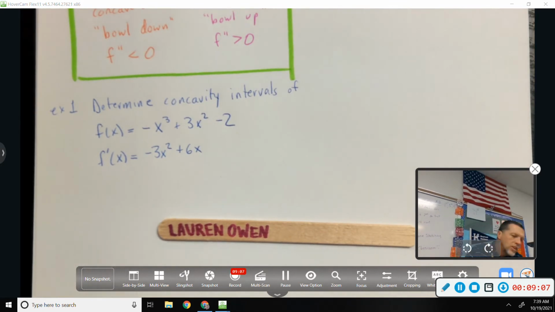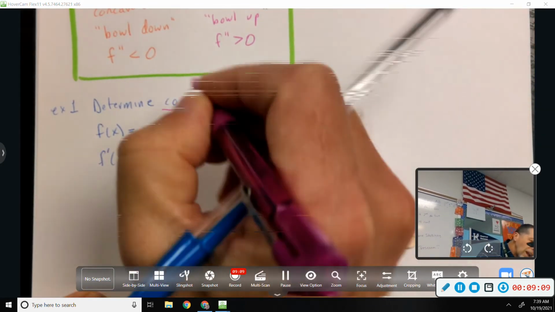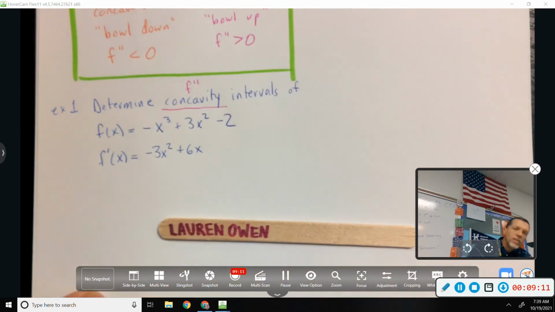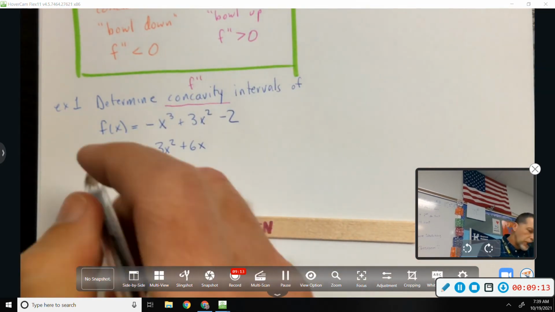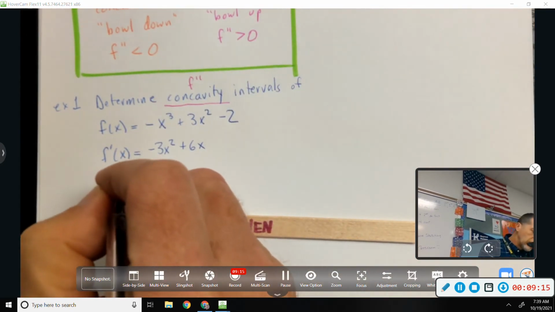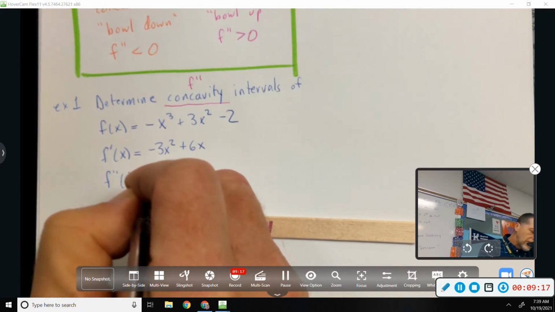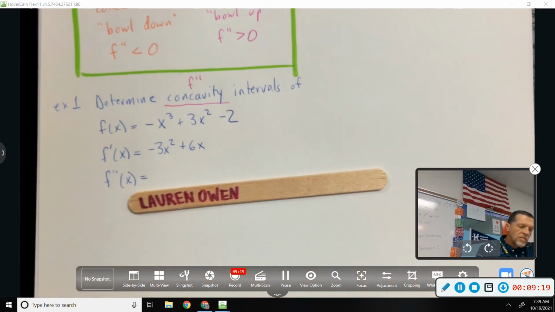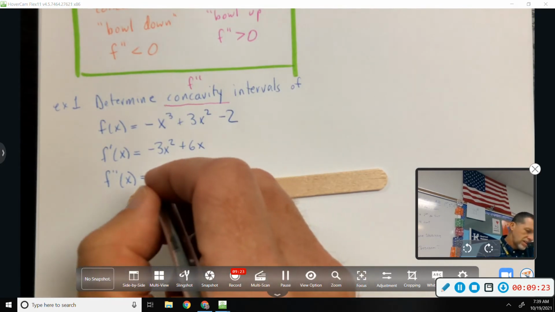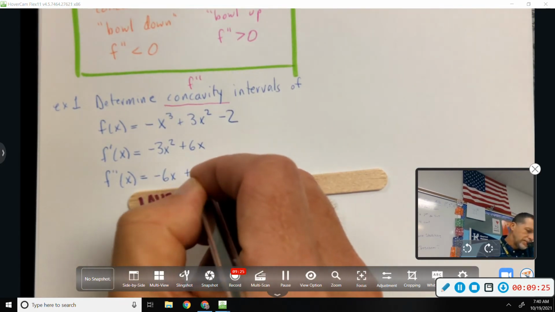But whenever we see concavity, our brain should go to second derivative. So we need a second derivative if we want to answer the concavity question. So, Lauren, what's the second derivative then? Good.